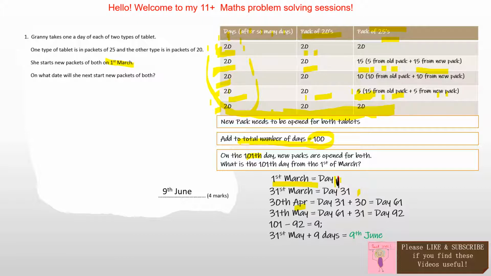So that's day 1. 31st of March is day 31, right? 30th of April will be 31 plus 30 days in April, so that will be day 61. 31st of May is day 61 plus 31, that's day 92. And now we have to see how many days are remaining. So if we do 101 days minus 92, that's 9. So 31st of May plus 9 days, we get 9th of June. So the answer is 9th of June.